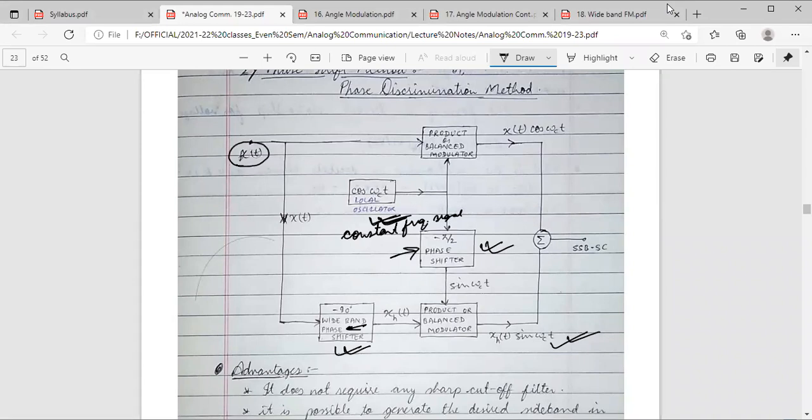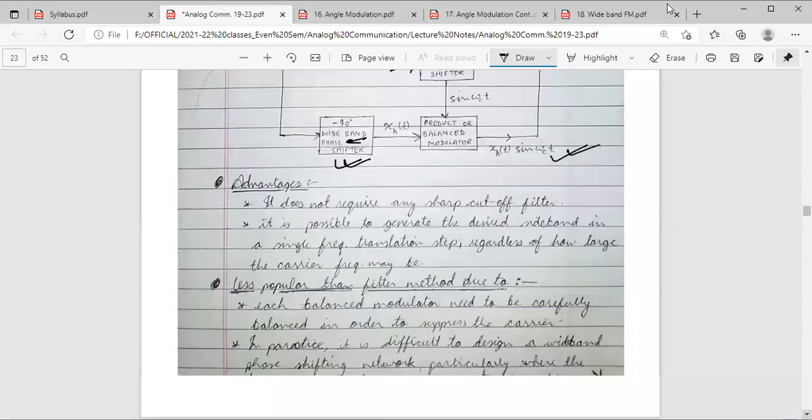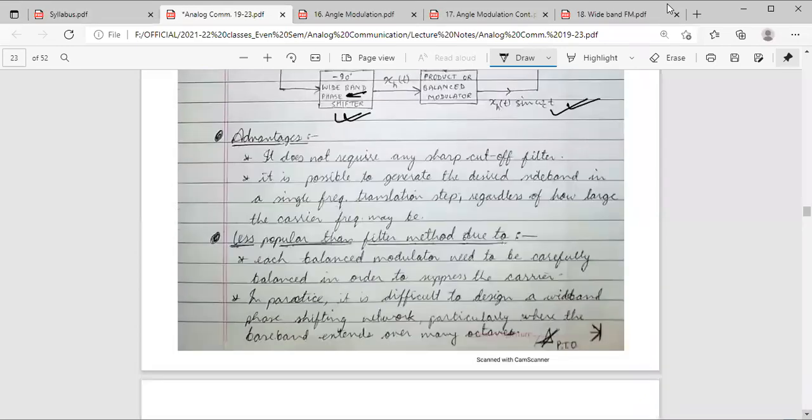Then these are passed through a product modulator, and from the product modulator we will get DSBSC. When these are added, we will get SSBSC by cancelling one of the components. These are the advantages and disadvantages.